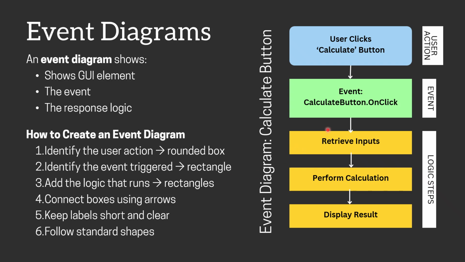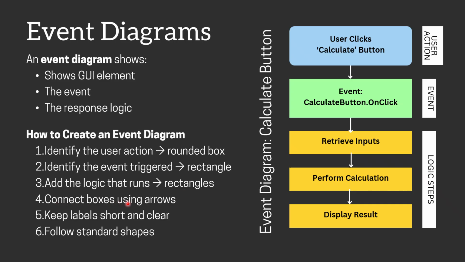So below the event, we're going to draw one or more rectangles to show what happened when the event fires. And this is the event handler's logic. Examples of that would be retrieve inputs, validate data, perform calculation, maybe even save information, display a message, or update the screen. Now you can use one rectangle for all of the logic, combined in one rectangle. Or like in my example here, you can have multiple rectangles to break it up step by step.